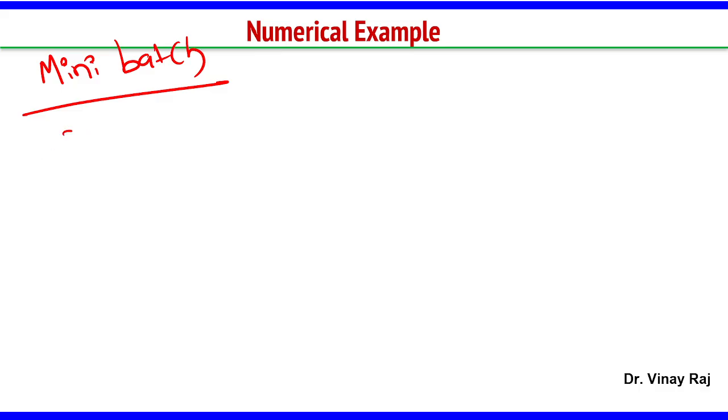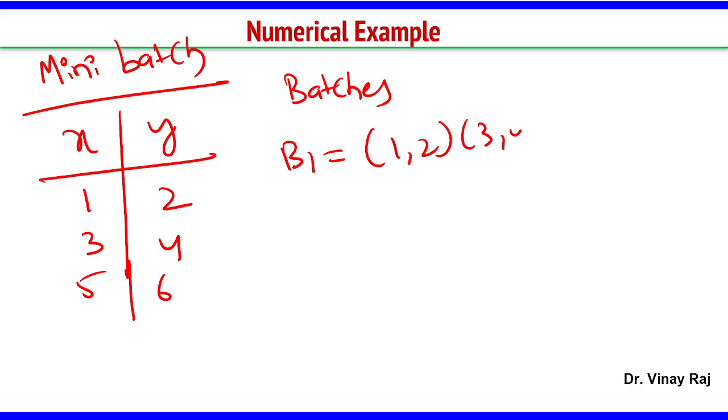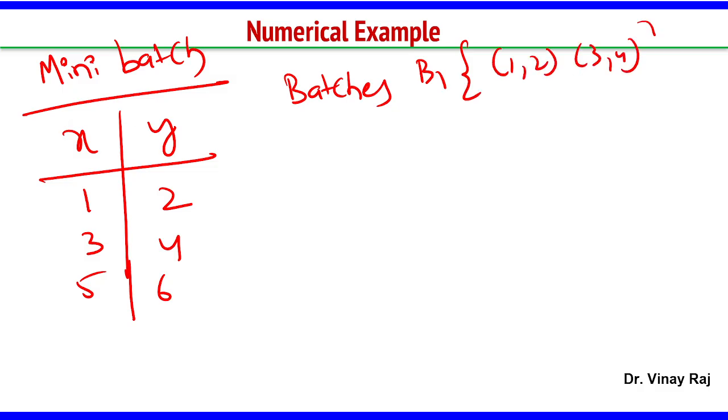When the data set is something like this, x, y, with values 1, 2, 3, 4 and 5, 6, you will divide this into batches. Let us say batch 1, I will put 1, 2 and 3, 4, and then batch 2, I will put only 5 and 6. So, B1 contains 1, 2, 3, 4, and B2, the second batch, contains only 5 comma 6.